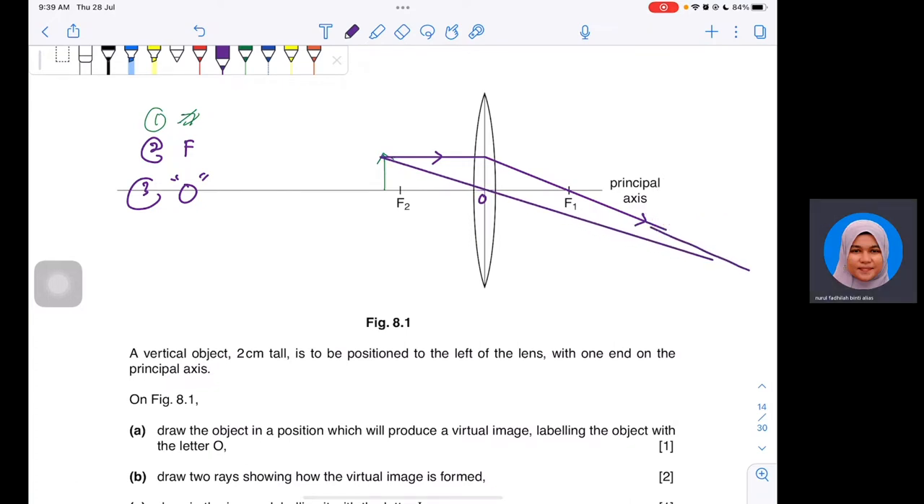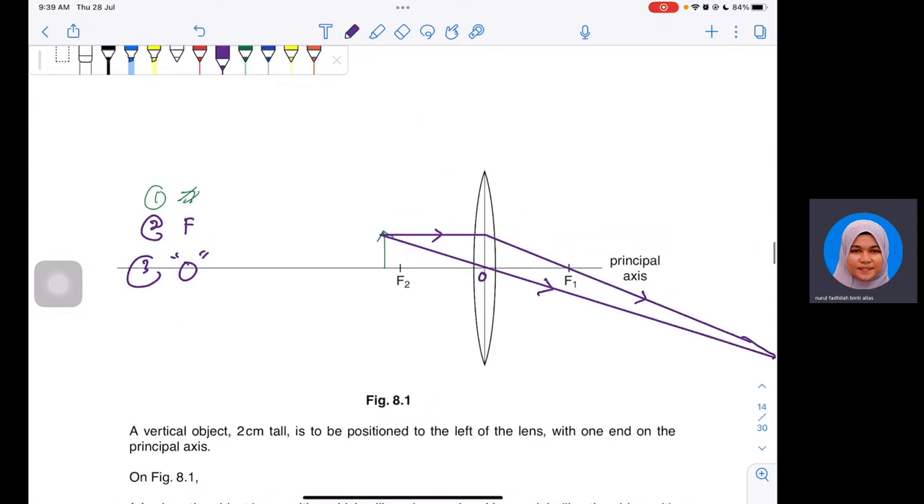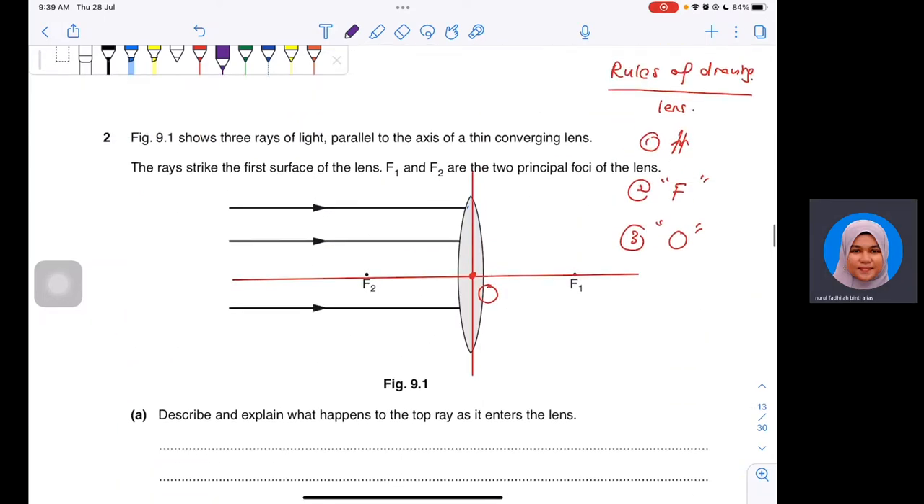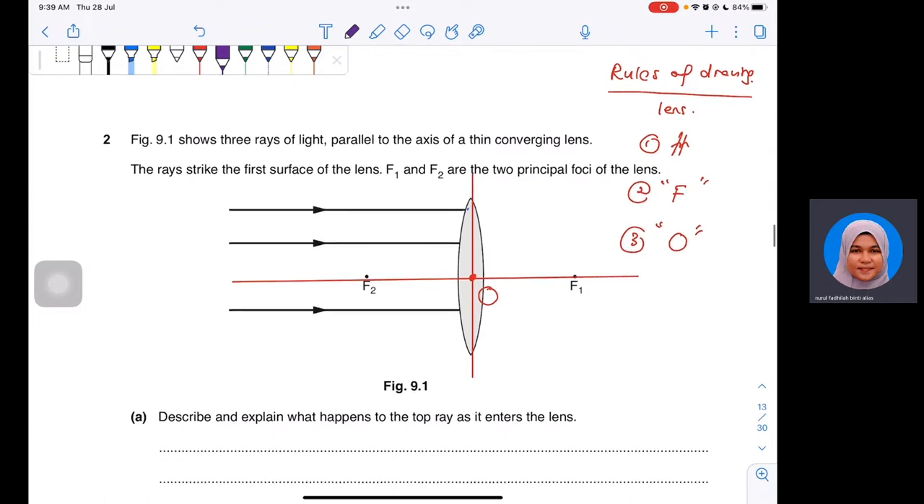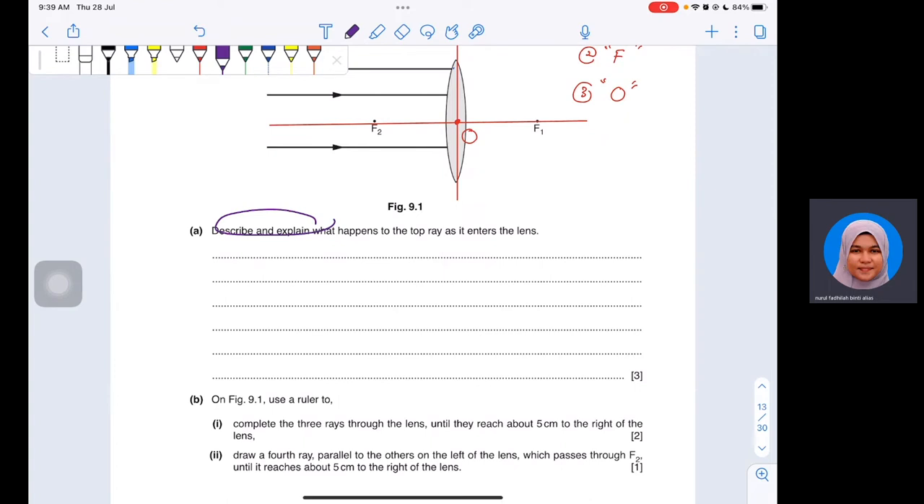Continue until you find the intersection of the two lines. Until the tip. When you find it at the tip, you draw there. But don't forget the arrow. So this one is very powerful, you have to know this one: parallel, F, O. This is for drawing of a lens. Now we are going to write that in terms, you are going to describe those lines in words.